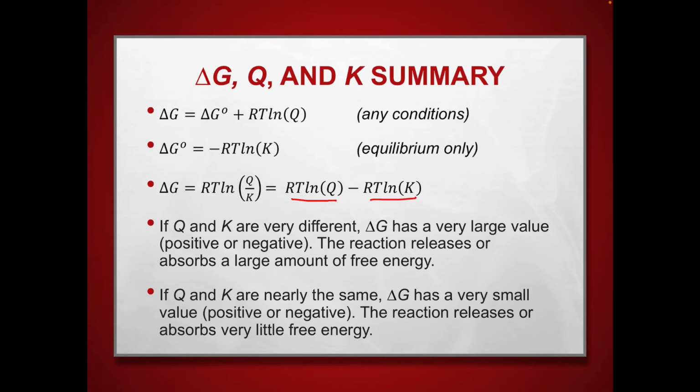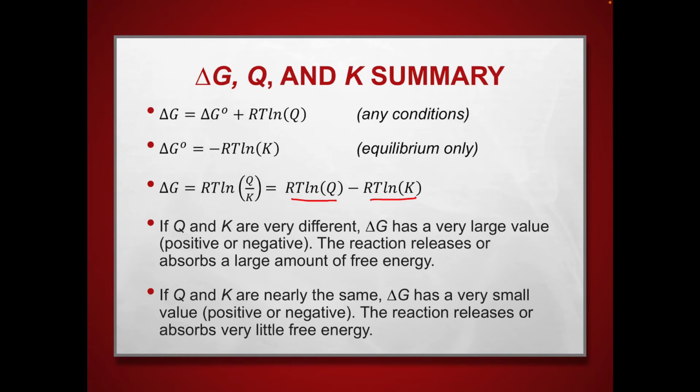Like I was saying before, if Q and K are very different, if you're really far away from equilibrium, then your delta G is going to have a really large value. Either positive or negative, doesn't matter, but the number will be large. And that will mean that the reaction is going to release or absorb a large amount of free energy in order to get to equilibrium.